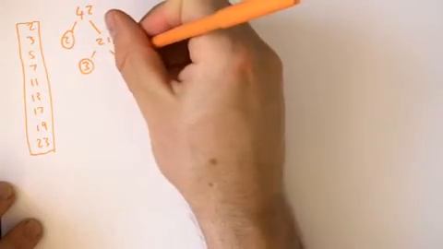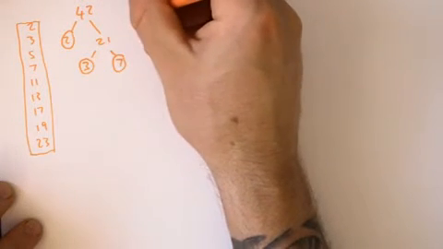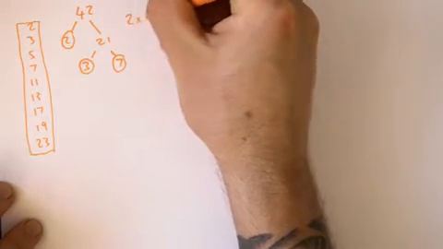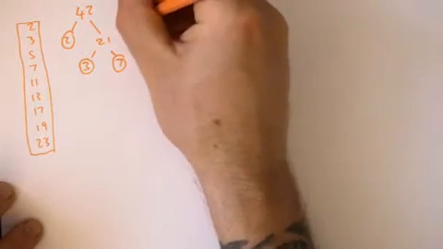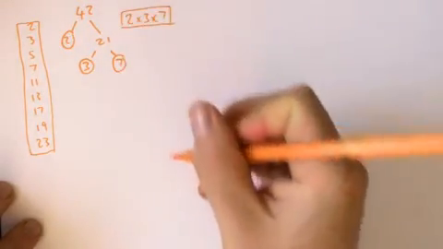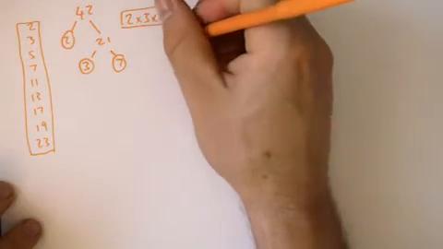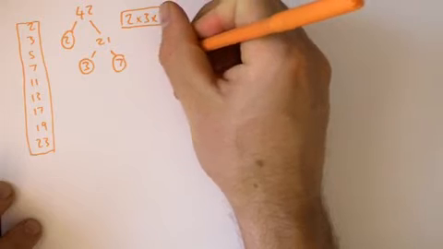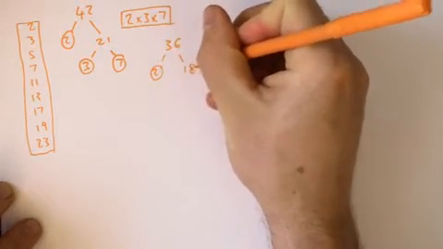And 7 is prime. So 42, as a product of its prime factors, can be written as 2 times 3 times 7, because we can't break those down any further. As soon as you're hitting the prime numbers, it's done. So let's look at another one. 36. That can be divided by 2, and that gives me 18.